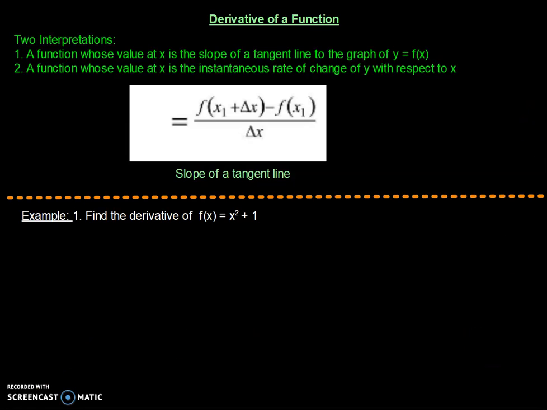Hi guys, so today we're going to follow up a little bit on the derivative of a function using the slope of a tangent line method. One thing I wanted to note in the last example that I did, remember you've seen this function before. This is just the difference quotient.